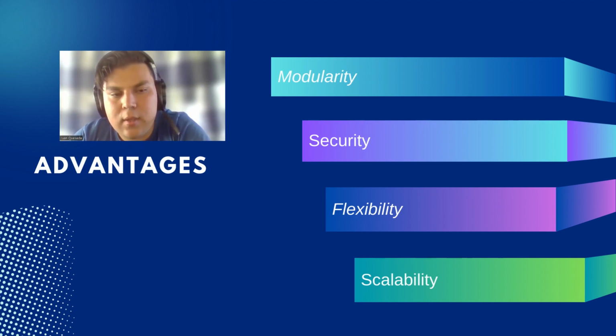Advantages. Modularity by separating the functions of the operating system into independent processes. Security: by minimizing the size of the kernel, the risk of vulnerabilities in the operating system code is reduced. Flexibility and scalability. The modern designs of the microkernels allow you to easily add and remove functionality.